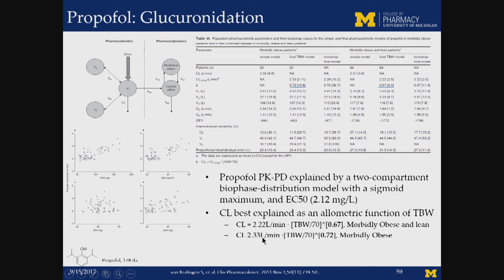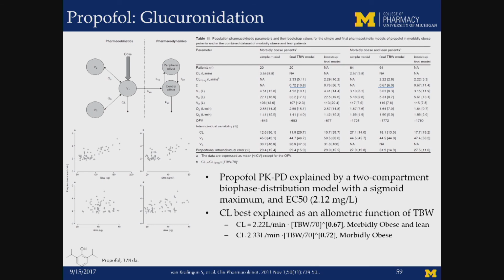And this is going to be a phenomenon that's seen with several drugs, that for most of these drugs we would expect the clearance of the drug to scale to an exponent of 0.67 or 0.72. And that is essentially what was seen in this study, implying that perhaps body surface area or a metric like that may be reasonable for the dosing of Propofol.